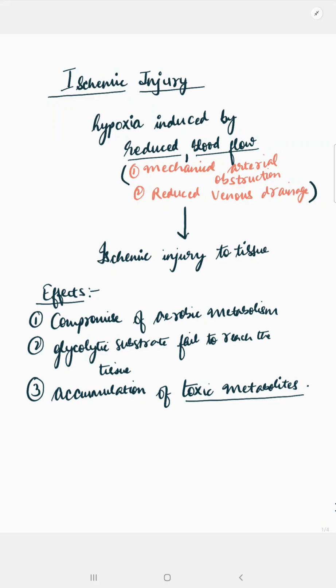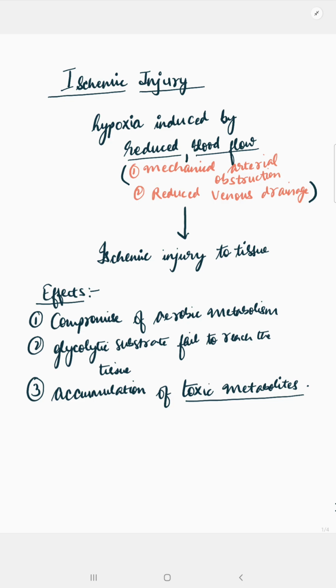Hello everyone. So today we are going to discuss ischemia and reperfusion injury. It is often asked as a long question in your postgraduate exit exam. So before understanding ischemia and reperfusion injury, it is important to understand what is ischemic injury.